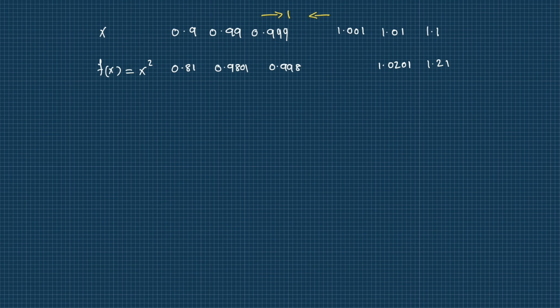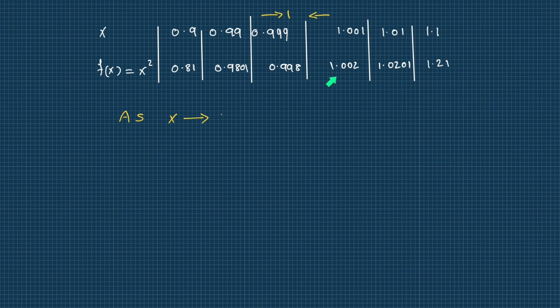And observe, as we approach 1 from the negative side, the values of the function are approaching values that are close to 1. Similarly, as we approach 1 from the positive side, the value of the function is approaching 1. Using the notation, we say as x approaches 1 from the negative side, the function f of x approaches 1. Similarly, as x approaches 1 from the positive side, we say the function f of x approaches 1.